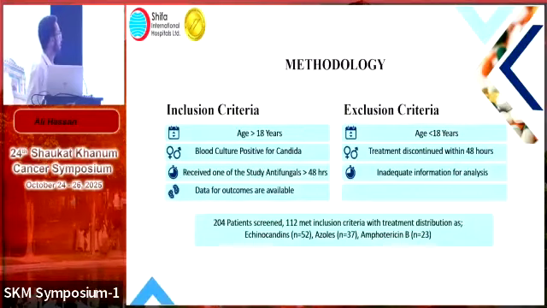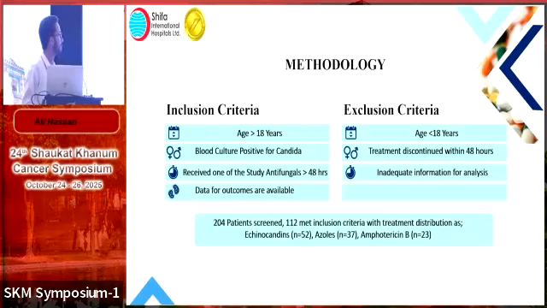If we talk about the inclusion and exclusion criteria, this study was performed on patients older than 18 years. They had blood culture positive for Candida species, and they received one of the study antifungals for a duration of more than 48 hours. And the data for primary as well as secondary outcomes were available. Then we included them, otherwise not. Exclusion was if the age is less than 18, treatment discontinued within 48 hours, and inadequate information for analysis. We actually screened 204 patients and 112 met the inclusion criteria.